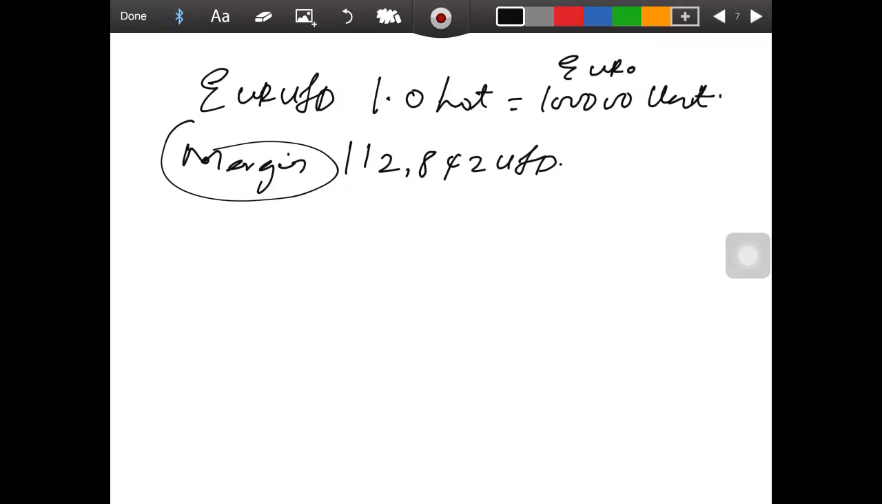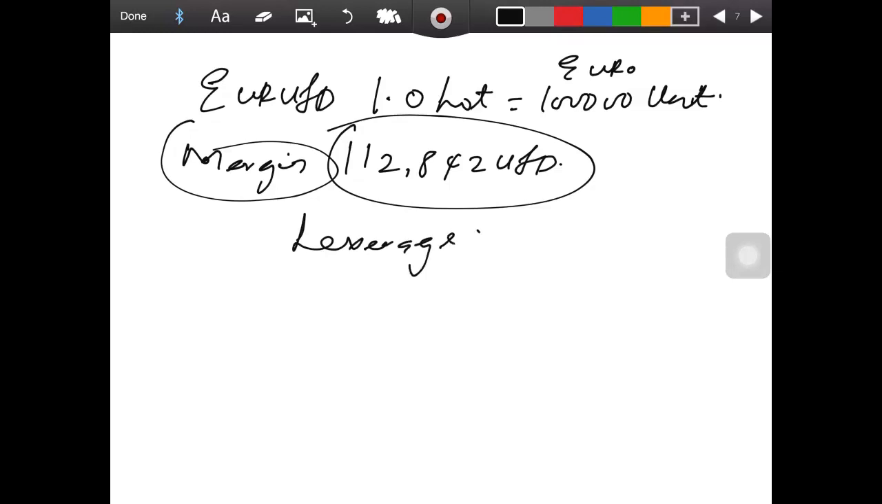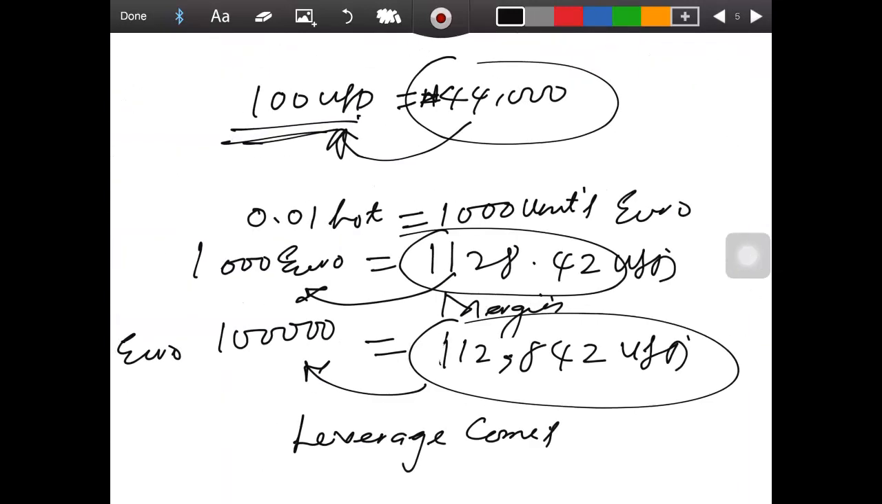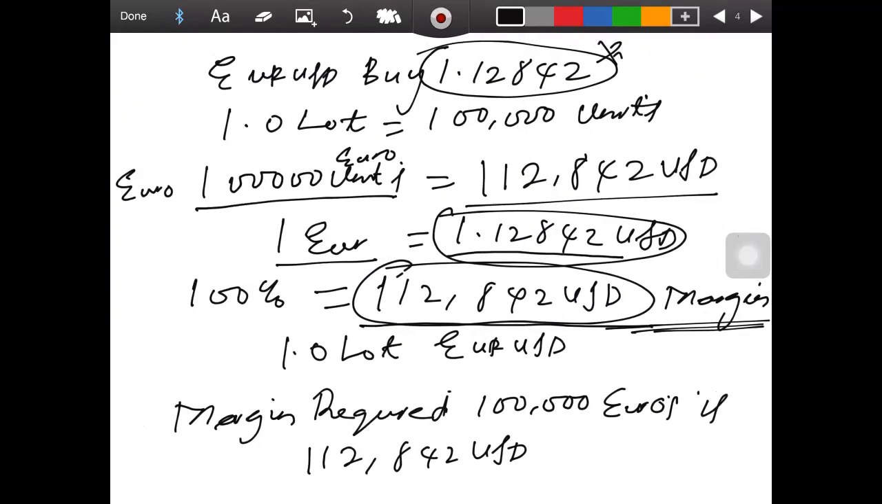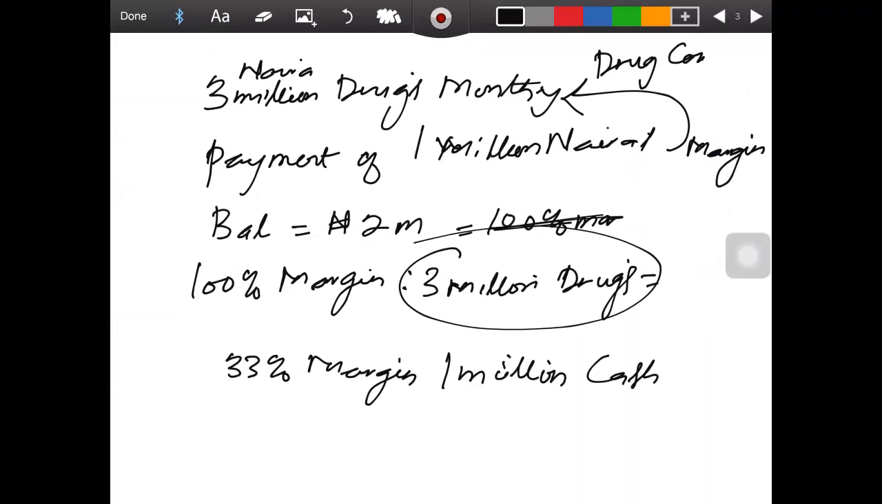But this is what you require. If this was what was required for us to start trading forex, or a standard lot in forex business, most people would not be able to start up a forex business. What was the solution to that problem? Leverage.